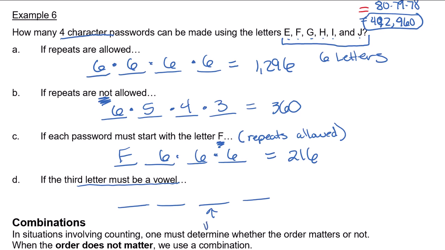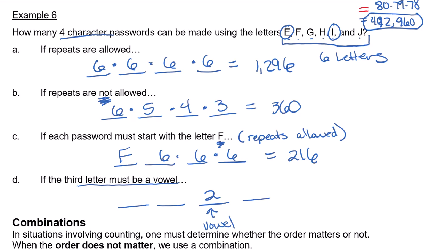So this letter has to be a vowel. How many vowels do we have to choose from? Well, vowels are A, E, I, O, U. So we have E as a vowel and I as a vowel. We have 2 vowels in our selection to pick from. So there are 2 possible choices for that third letter. That third letter could be an E or an I.